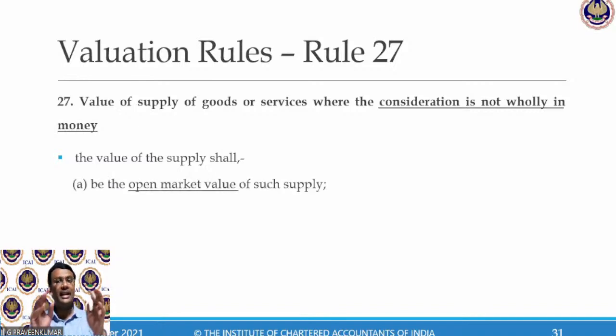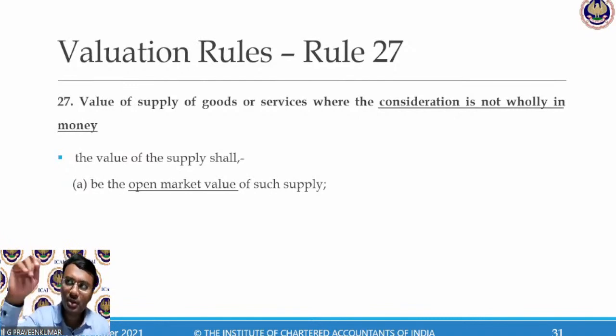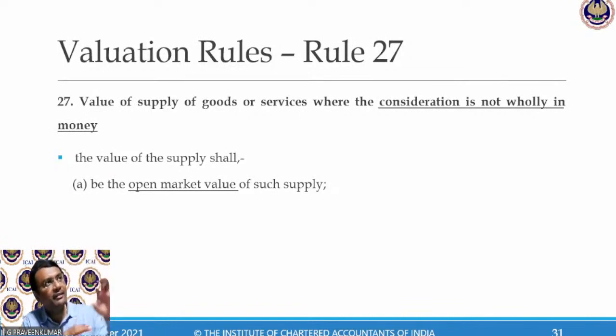So there, rule 27 comes to the rescue to guide me on how to determine my transaction value. Here they say, in case the consideration is not wholly in money, then the value shall be the open market value. So how do I get my open market value? Example, a television. I go to an electronic shop, I ask for a Sony brand of this particular size, and they say 50,000. So the price which is available is called the open market value.